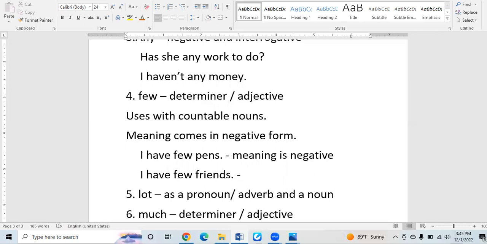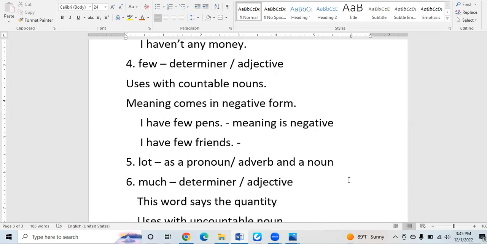Okay. And number 5, lot. Lot we can use as a pronoun, as an adverb, or as a noun, right? So you can find out some more explanations about lot. Lot says some large number, large quantity, right? A lot. If you use this lot as a pronoun, you can say there is a lot of factors in the cast.